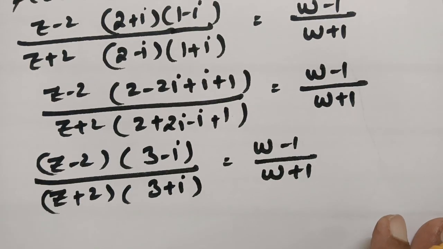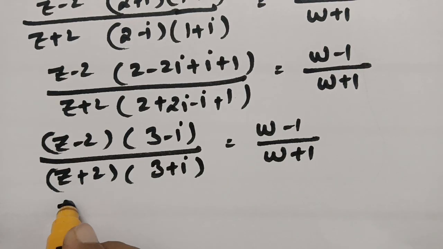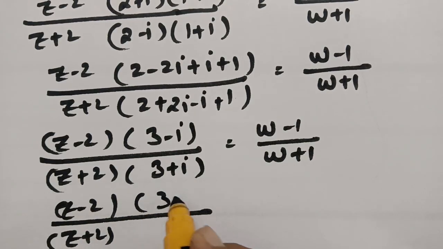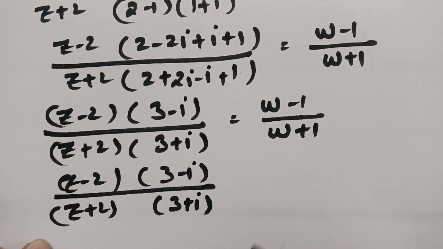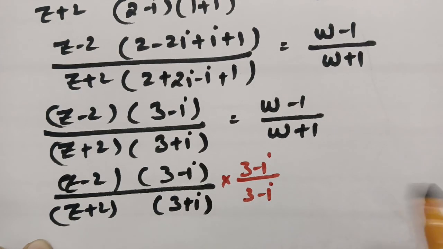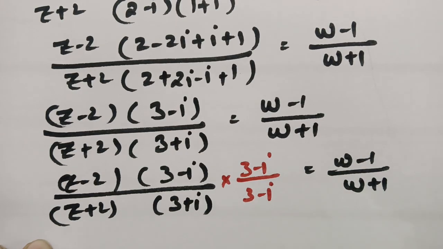And see here, next I am going to rationalize this one. So in order to rationalize, what we have to do, this is (z - 2)/(z + 2). And next one, this is w minus, 3 minus i, this is 3 + i. So if I want to rationalize, see here what I'll do. This is 3 minus i. So I'll be multiplying with (3 - i) into (3 - i), which is equal to (w - 1)/(w + 1).